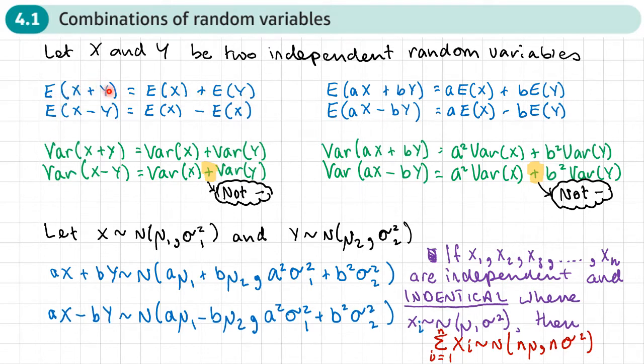So rather than having 2, we've got n lots, and we're adding n lots of their means together, and the same with the variance. Rather than having 2 lots, we've got n lots, so we're going to have n lots of the variance. So it's just an extension of these two rules that we've got here.